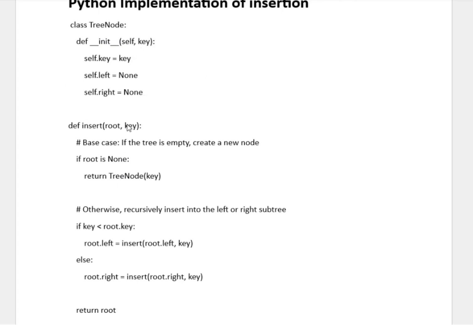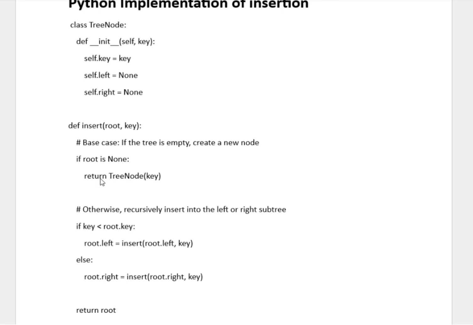Here the left part is None, the right part is None, and the key value is assigned to the key. So we are creating a new node if the tree is empty. And we are returning the same node because there are no nodes, and the inserting node will be the root node. That's why we are returning only the one node.